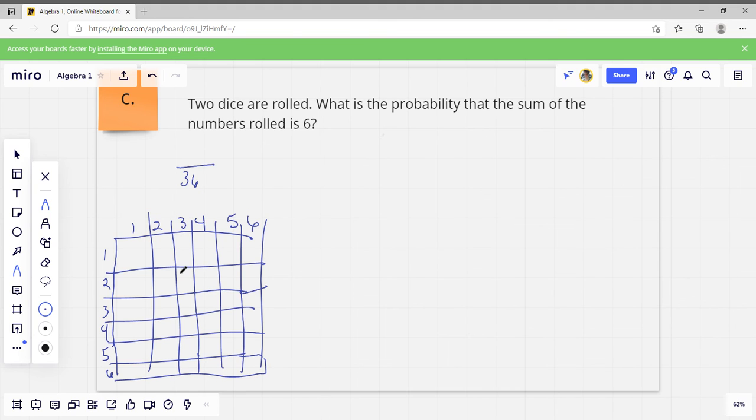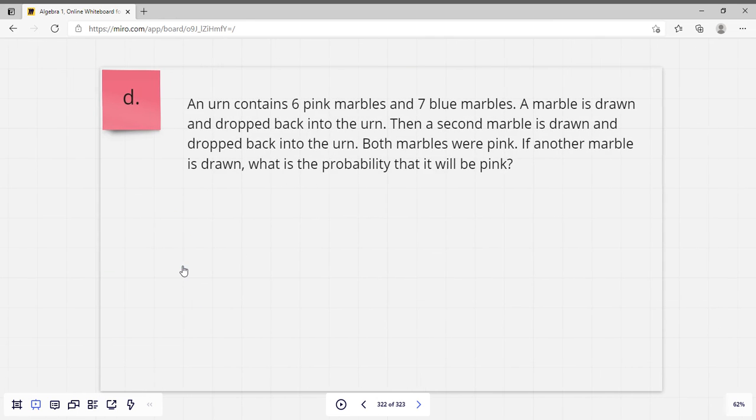Okay, so how many of these rolls could be a sum of 6? Okay, so we could do 5 and 1. We could do 4 and 2. We could do 3 and 3. And that is it. So 1, 2, 3, 4, 5 out of 36. And that's answered that one. There are 5 chances out of 36. So draw the diagram if you need to.